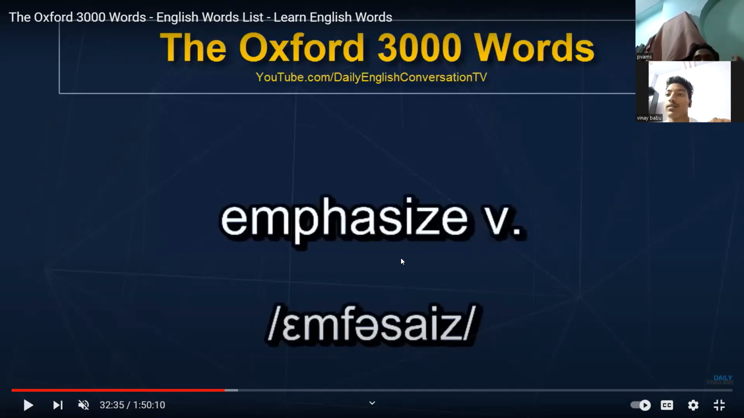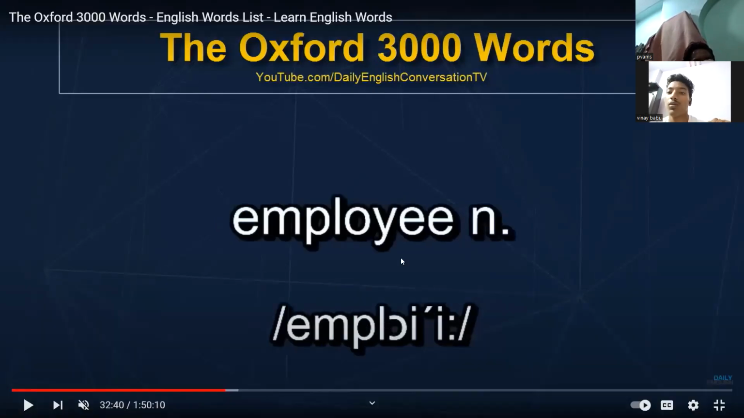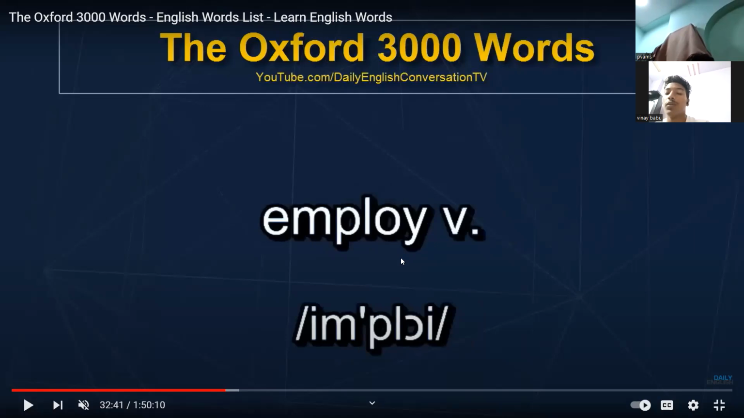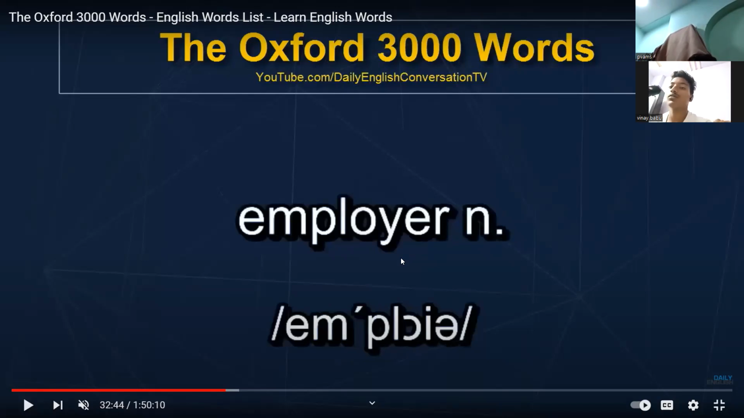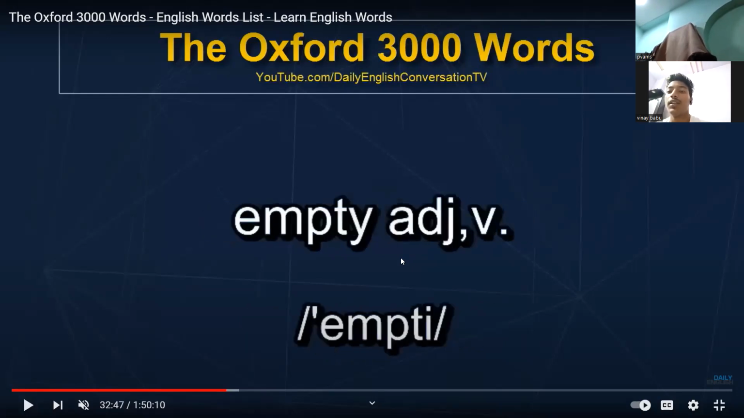Emphasize. Emphasize is verb. Emphasis is noun. Emphasize. Verb. Empire. Noun. How many movies is there? Employee. Noun. Employ. Verb. Employer. Noun. Employment. See, M-E-N-T, it is ending with M-E-N-T, noun. Empty. Adjective. Verb also.